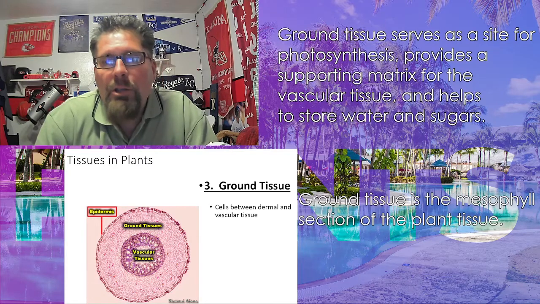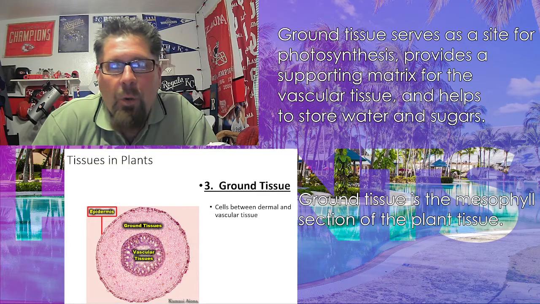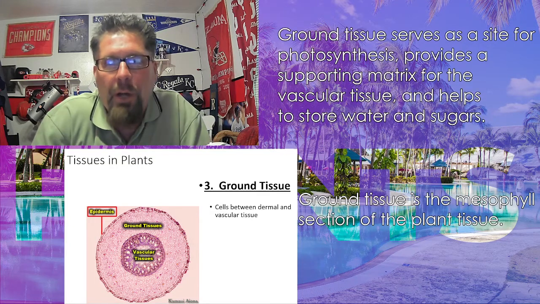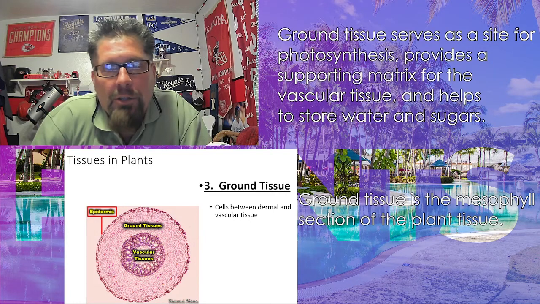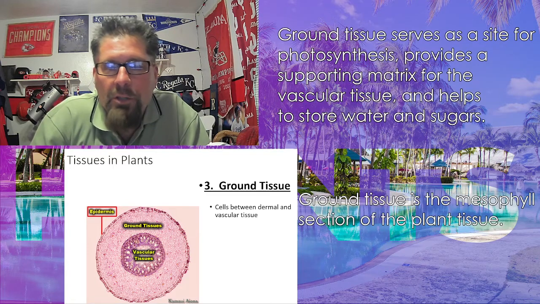Now, the ground tissue, we've mentioned a couple of times, and you can see what I've been referring to as the majority of the inside of a plant. You've got that vascular tissue right in the middle, the xylem and phloem that we just talked about, the epidermis on the very edge, the dermal tissue, and then that ground tissue.